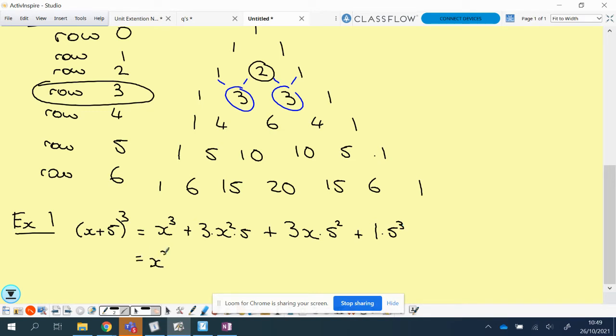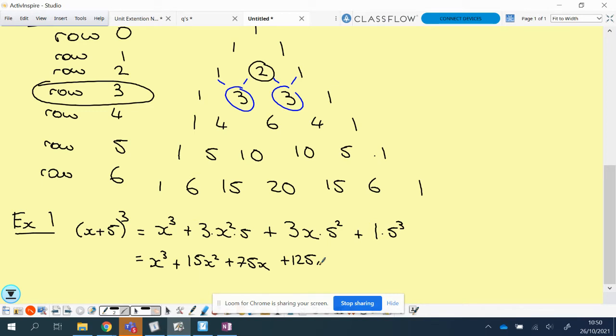And if I tidied that up, I would get x cubed, 3 times 5 is 15, so that's going to be 15x squared. Okay. 5 squared is 25, multiplied by the 3, it's going to be 75 lots of x. And 5 cubed would just be 125 there. So that's me actually managed to multiply out x plus 5 to the power 3 without actually breaking brackets. I've just used Pascal's triangle's rule to do so. Okay, are we okay with that so far? Okay, that is what's known as the binomial theorem.